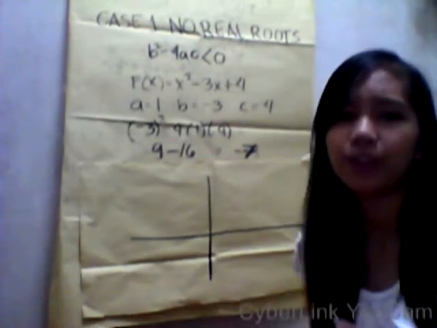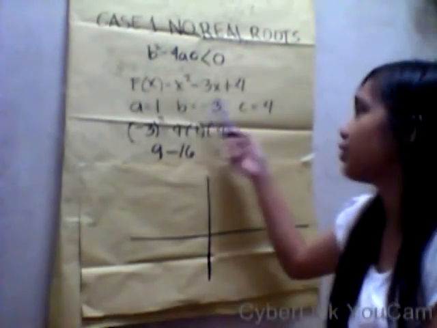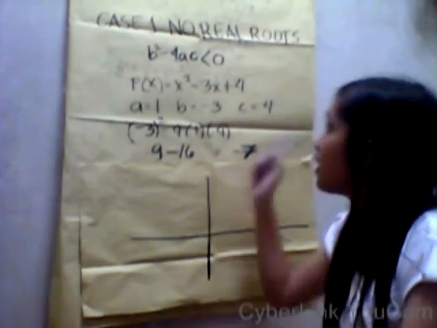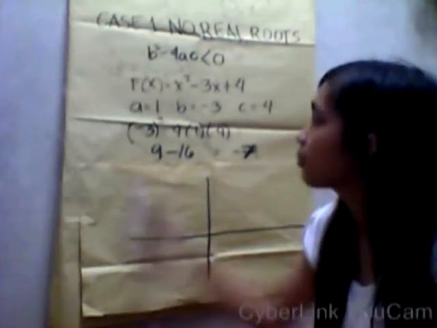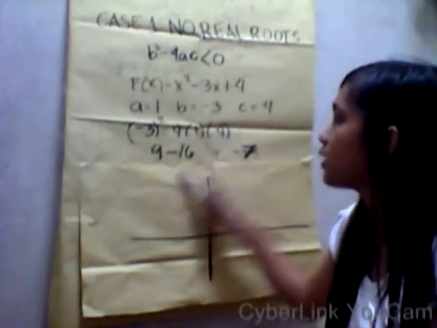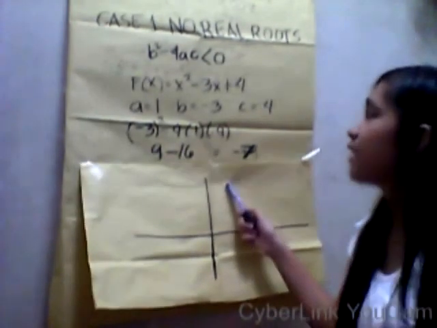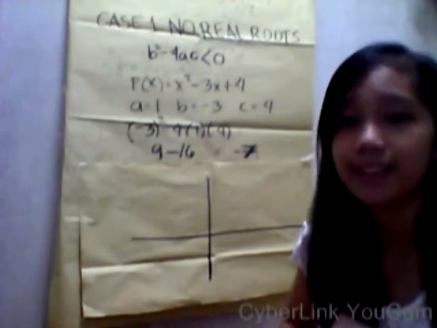An example of a quadratic function with no real roots is given by f of x is equal to x squared minus 3x plus 4, where a is equal to 1, b is equal to negative 3, c is equal to 4. Negative 3 squared minus 4 times 1 times 4 is equal to 9 minus 16. The final answer is negative 7. Notice that the discriminant of f of x is negative.